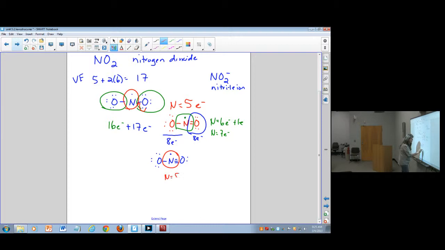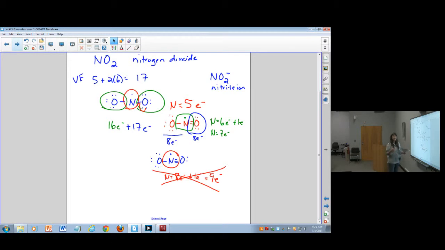Nitrogen has 8 electrons from the bonds plus the 1 electron from the radical, and that gives you 9 electrons. Nitrogen is never, ever going to have more than 8 electrons. So this is not a valid structure, because the things in period 2 don't get to have more than 8 electrons, no matter what.